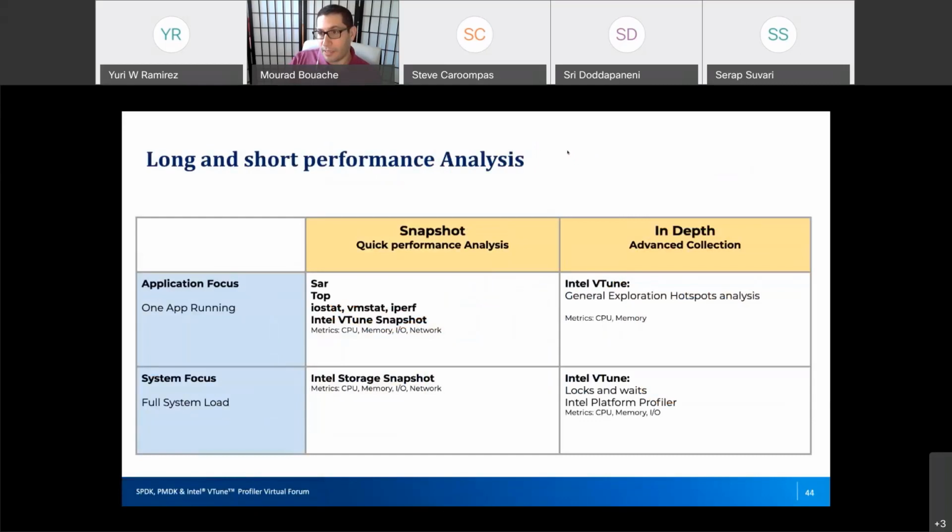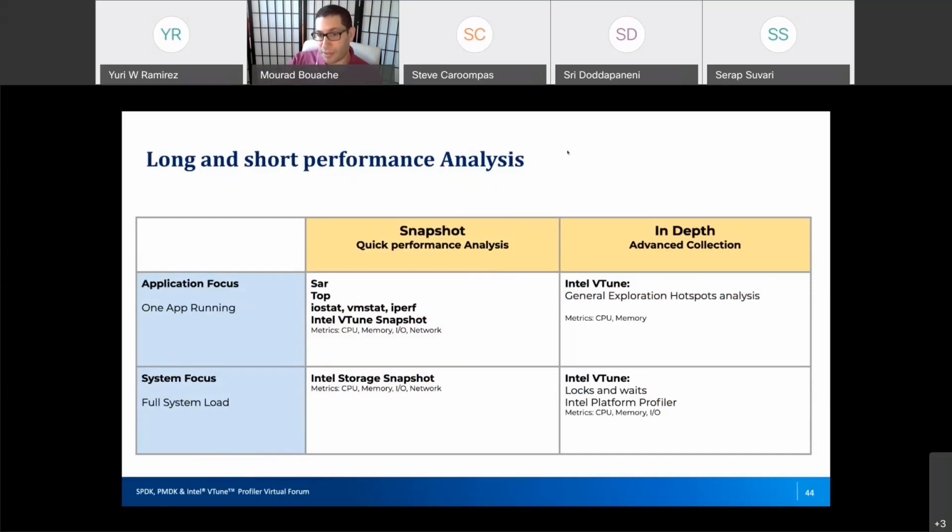Yeah, this table is just to give you what you should use if you have a more application focus, with one application running, or a system focus, where you have the whole thing, a general expression of your system. Between small tools, which is a very good methodology, we don't need to jump into Intel VTune right away. Use some small tools to understand what the problem is before jumping in.